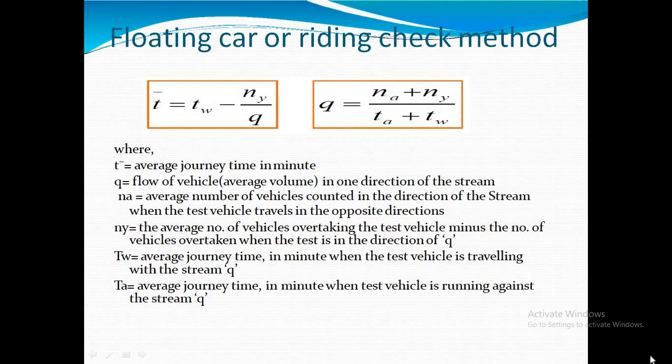The floating car riding check method gives T bar = Tw - Ny/Q. Here Tw is the average journey time, Ny is the average number of vehicles overtaken, and Q is the flow of vehicles or volume per minute in this case. And here Q = (Na + Ny)/(Ta + Tw). T is the average journey time in minutes, and Tw is the average journey time in minutes with the test vehicle traveling with the stream.